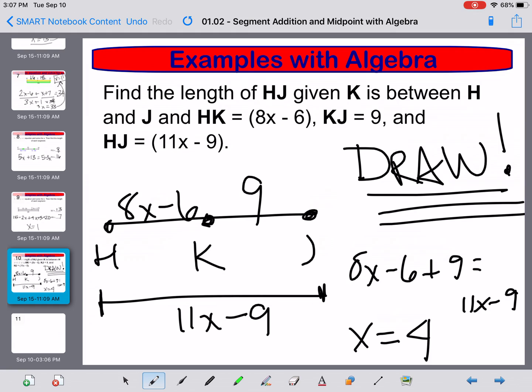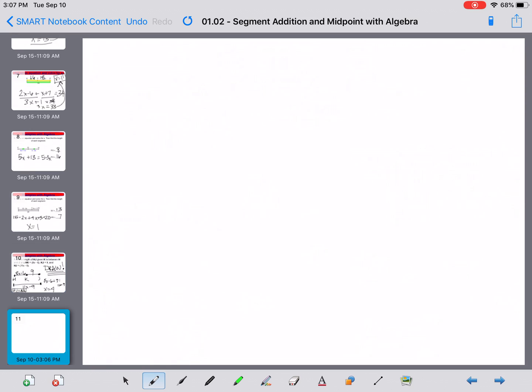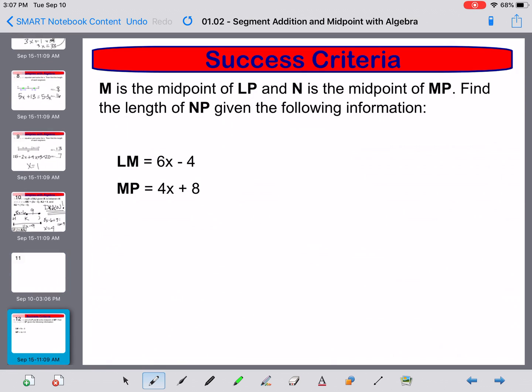And then I want to find the length of HJ, given K is between H and J. So if I plug that in, 44, which would be what, 35? 35. So HJ would equal 35 when I get done here. You can work through that if you want to double check. Oops. Now let's give this one a shot. So here's our setup. Be careful with your picture. Try that out. See what you get. We'll come back and try it out.